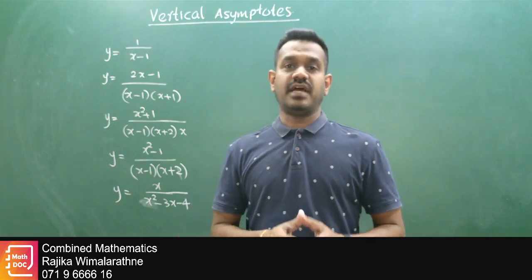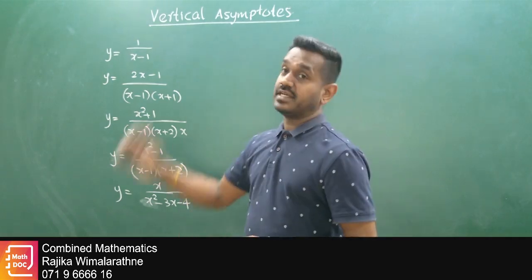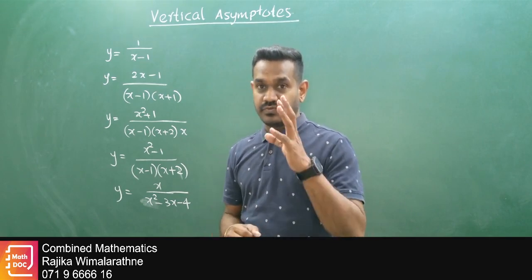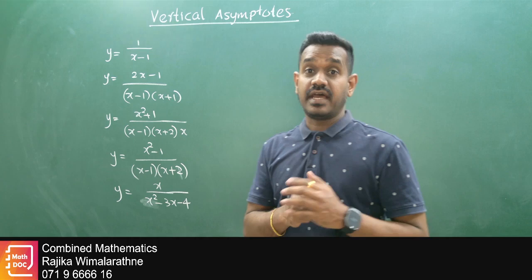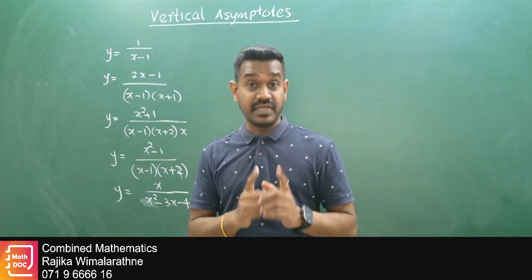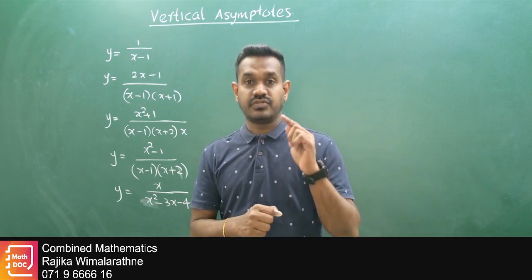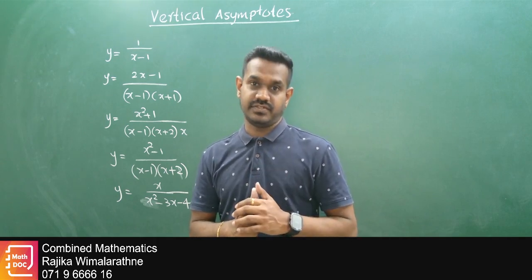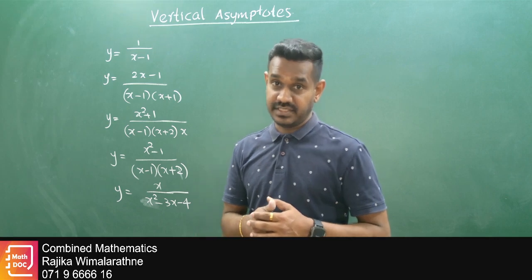During this session, I mainly focus on the vertical asymptote of a function. A vertical asymptote is an imaginary vertical line. To identify a vertical asymptote, you need to check the denominator zeros.